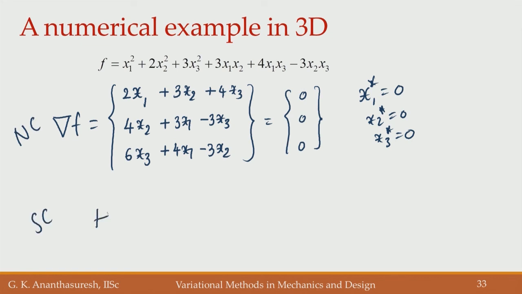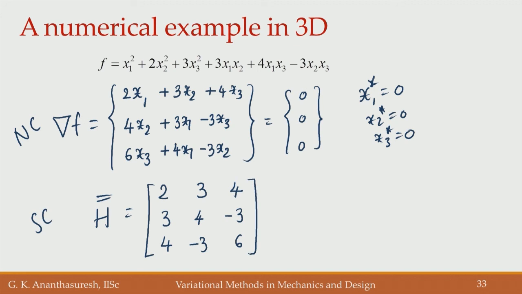So, let us write the Hessian here, that will be a 3 by 3. So, I have to write dou square f by dou x1 square. I already have with respect to x1 one derivative, that I will have 2 here and then 3 here and 4. With respect to x2, this will be 4, this will be 3, this will be minus 3 and this will be 6, that is dou square f by dou x3 square, and then this will be 4, this will be minus 3. This is our Hessian. So, we have the Hessian which is 2 3 4, 3 4 minus 3, 4 minus 3 6.